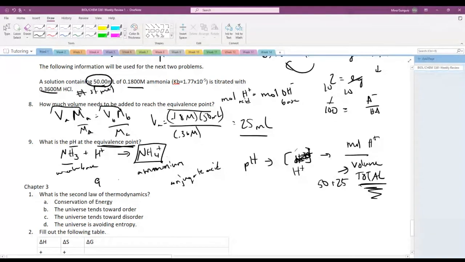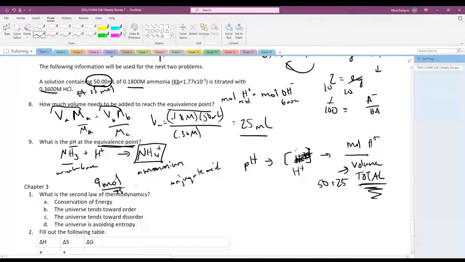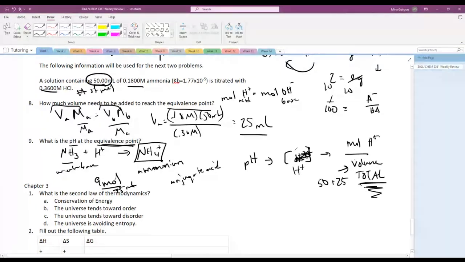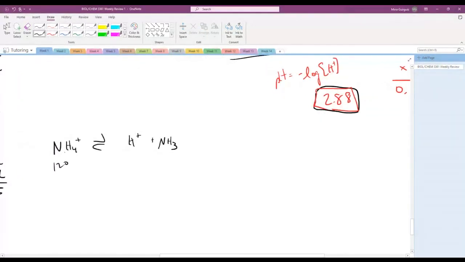Moles. And that's what we need. So this tells us we have 9 moles over that 75 milliliters. So 9.075 gives us our concentration of 120. So that's our concentration of ammonium, not our concentration of H+. That comes next, unfortunately. So these are 0 and 0.